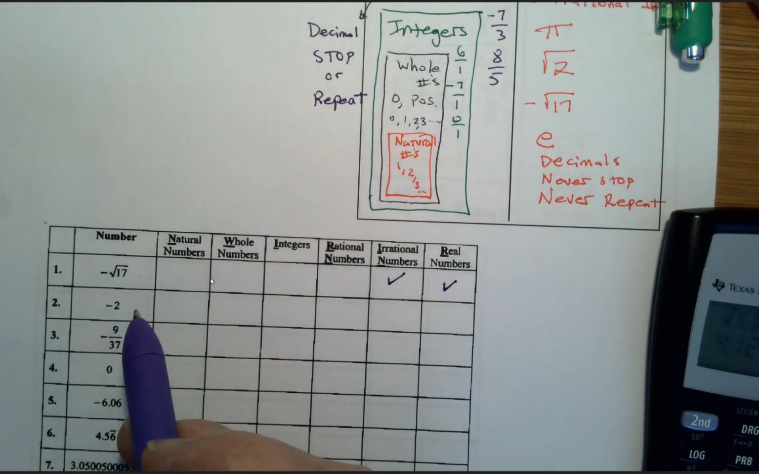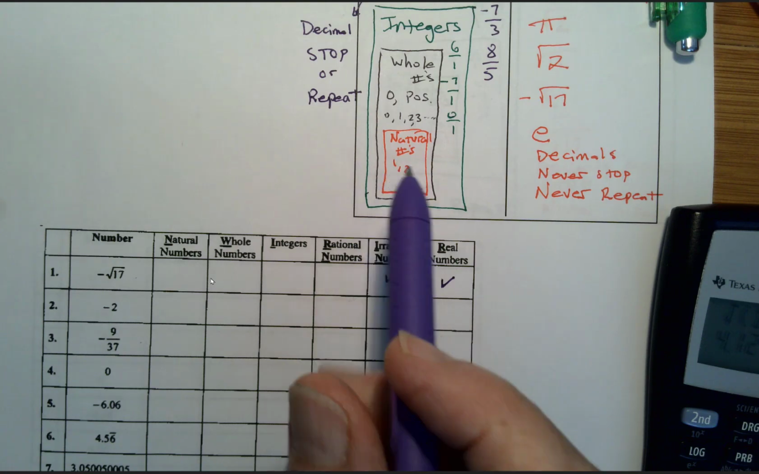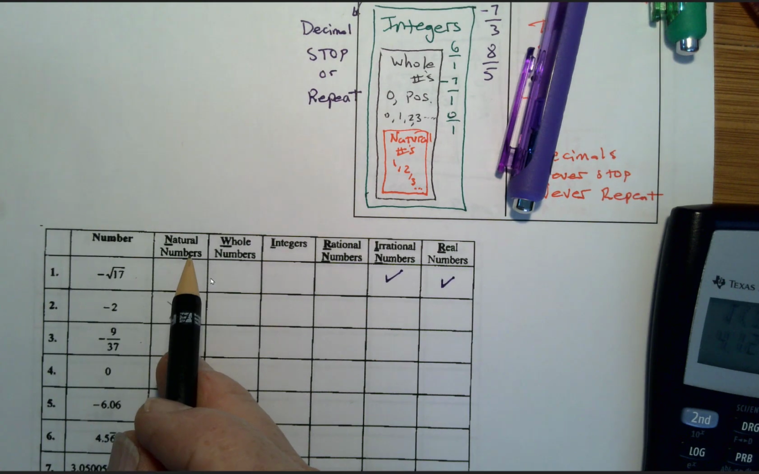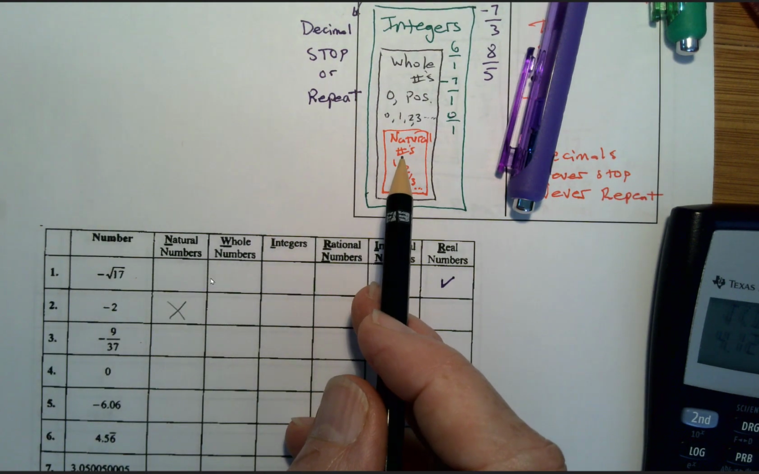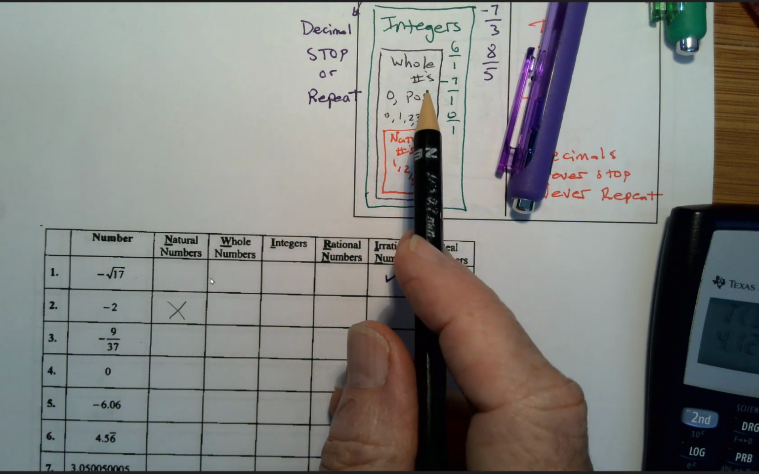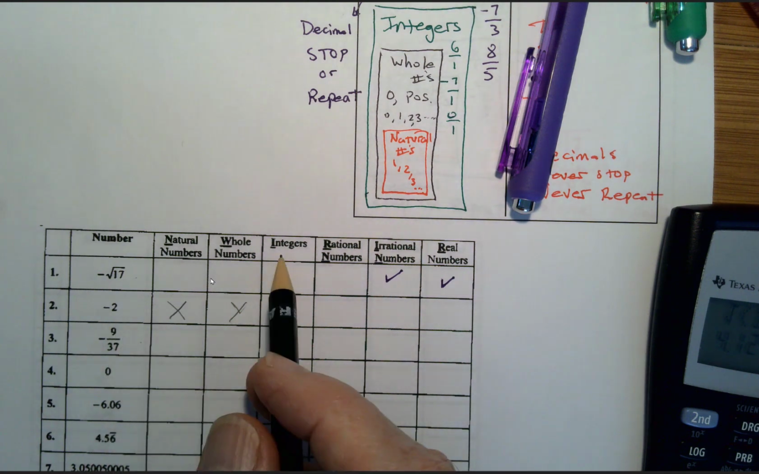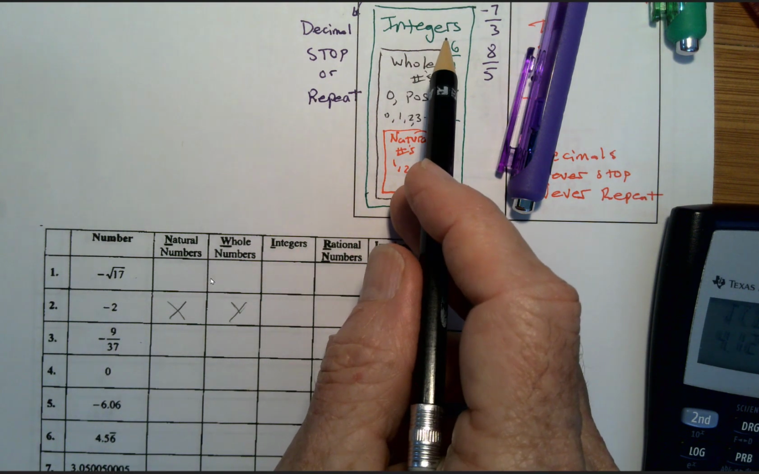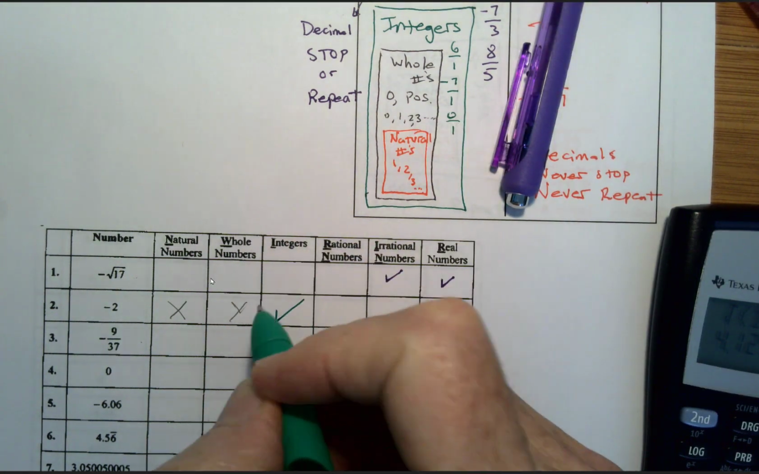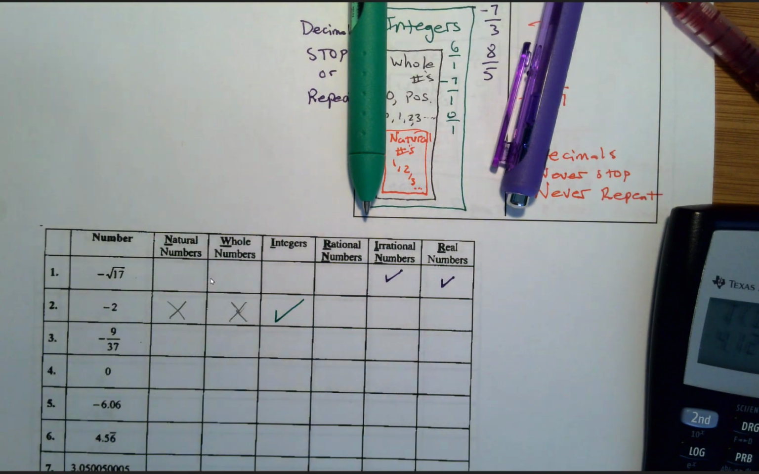What about negative 2? Is negative 2 a natural number? Nope. It's not a natural number because natural numbers are all positive counting numbers. Is negative 2 a whole number? No, because whole numbers start at 0. So it's not. Is negative 2 an integer? Yes, integers are positive and negative counting numbers. So I'm going to put a check mark. You don't have to put the x's in there. I'm just putting the x's for emphasis.